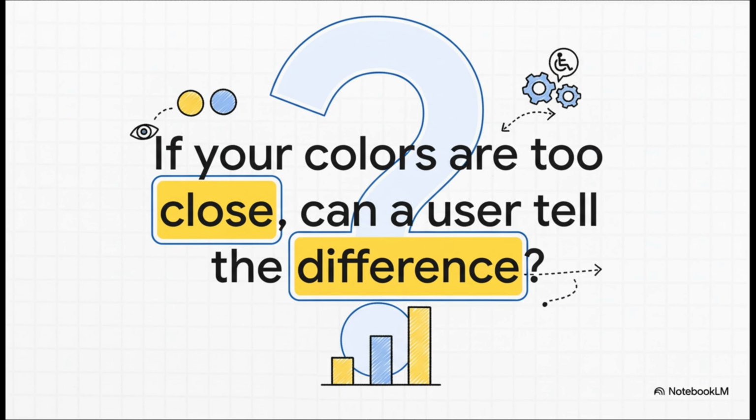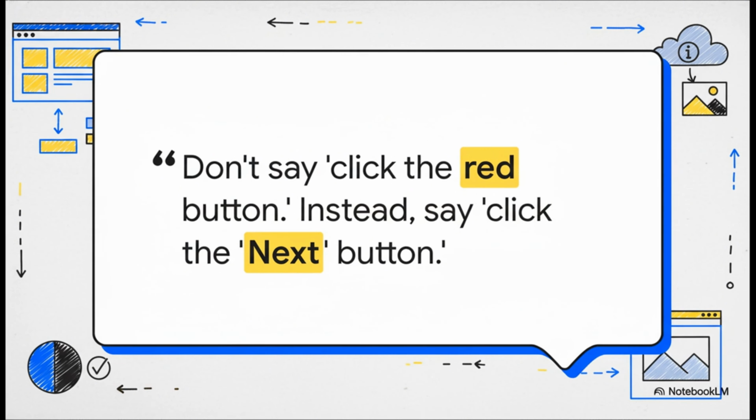And by the way, there are a bunch of free tools online that can check your color contrast for you. Super easy. And this is exactly why your instructions should never rely on color alone. Telling a user to click the red button, that's a total dead end if they can't distinguish red. But what if you say click the next button? See? That's a clear, universal instruction that works for everybody, no matter how they perceive color.